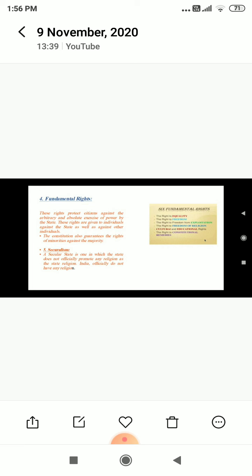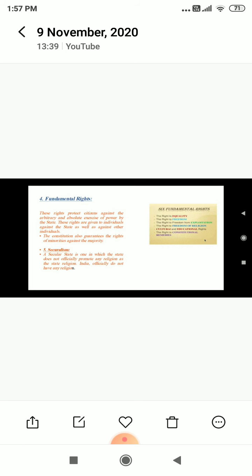Now come to the last topic, fundamental rights. Apart from all these things, fundamental rights are also granted to the citizen through the Constitution. These fundamental rights given by the Constitution are actually the heart and soul of the citizen. They act as the custodian of the citizen because these rights protect a citizen against the arbitrary and absolute exercise of power by the state.